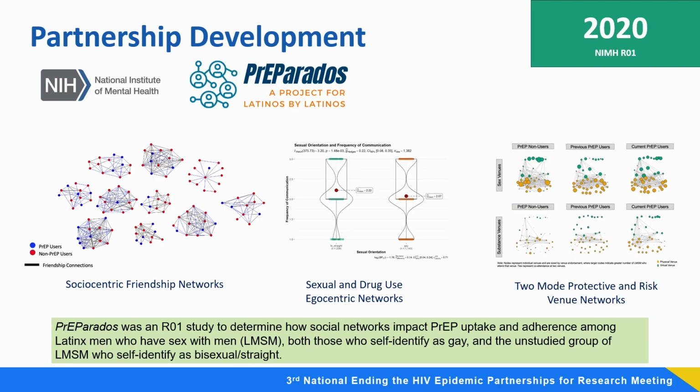Then we needed to understand whether a social network intervention would make sense, and that is why, when NIMH funded our first R01, the R01 was Preparados. This R01 included 3 social networks, a sociocentric friendship network, and sexual and drug use egocentric networks, and 2 more protected risk venue networks. In this R01, we wanted to determine how social networks impact PrEP uptake and adherence among Latinx MSM, including both those who self-identify as gay and those who self-identify as bisexual or straight.